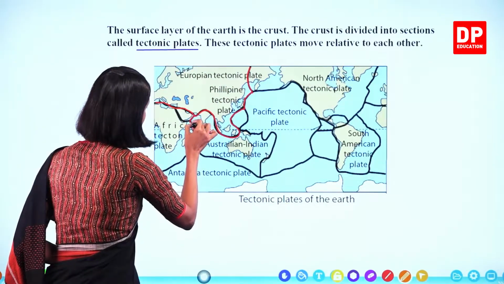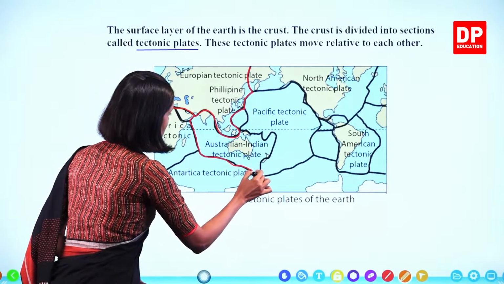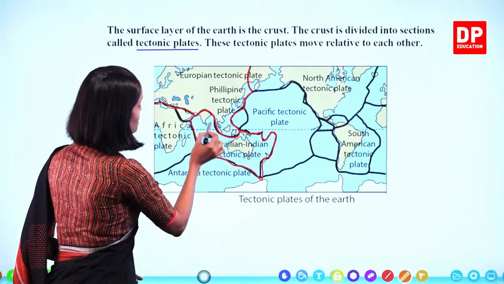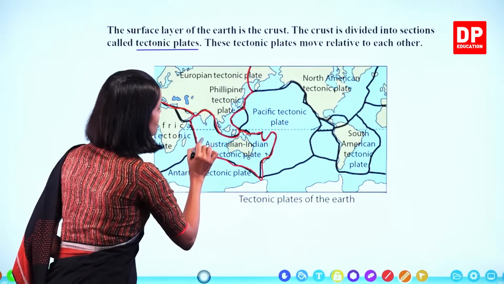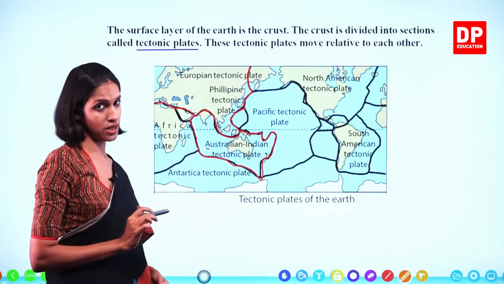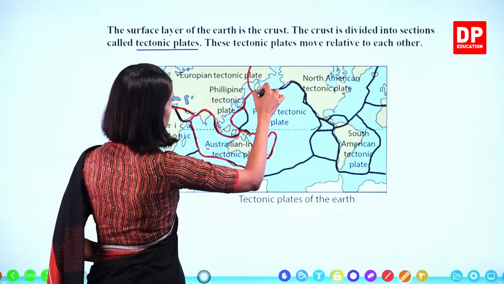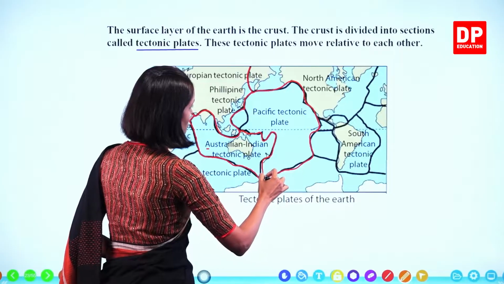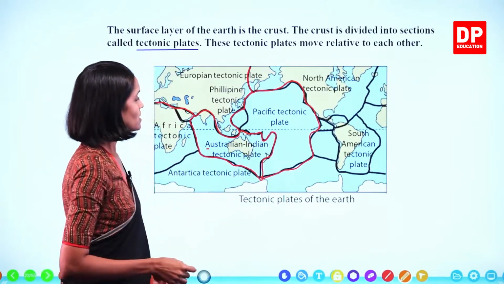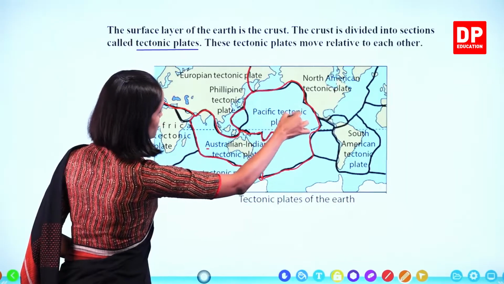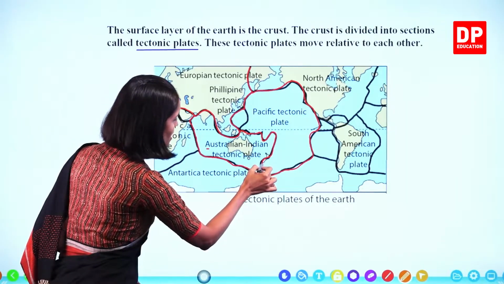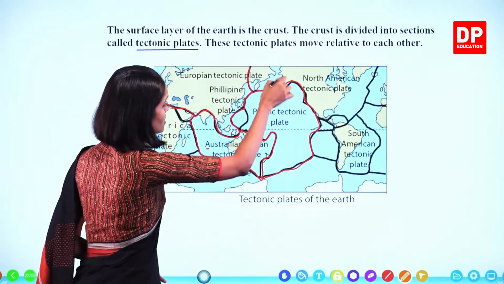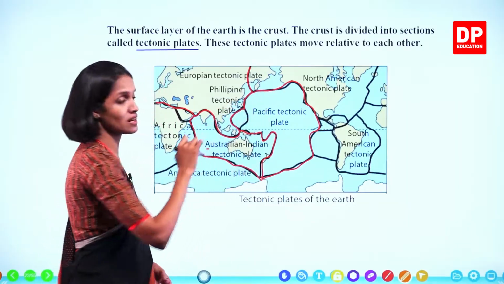Look at this one. It's another plate. Right? Look at this one, children. Sri Lanka is also located on this Australian-Indian tectonic plate. Right? Look at this one. You all can see, this is the Pacific tectonic plate here. Right? Can you see any land part on this Pacific tectonic plate? In these margins, there are very tiny pieces of land. Other than that, the whole plate is in the ocean area.